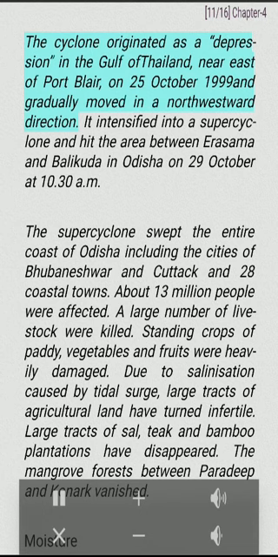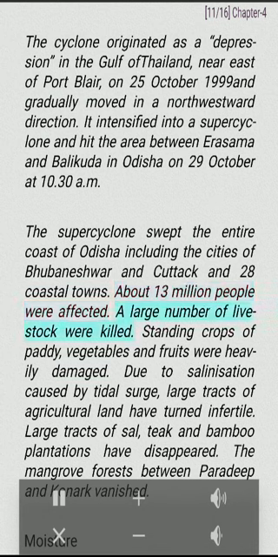The cyclone originated as a depression in the Gulf off Thailand, near east of Port Blair, on the 25th of October 1999 and gradually moved in a northwestward direction. It intensified into a supercyclone and hit the area between Arasama and Balakuta in Odisha on the 29th of October at 10:30 a.m. The supercyclone swept the entire coast of Odisha, including the cities of Bhubaneswar and Cuttack and 28 coastal towns. About 13 million people were affected.